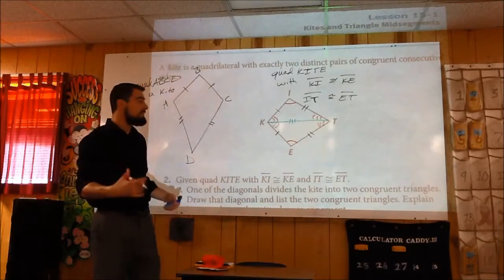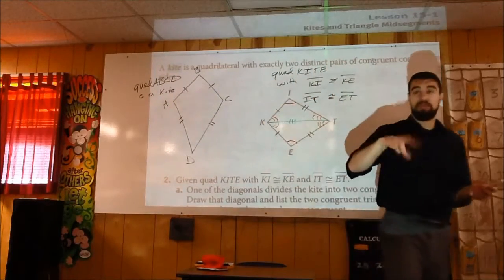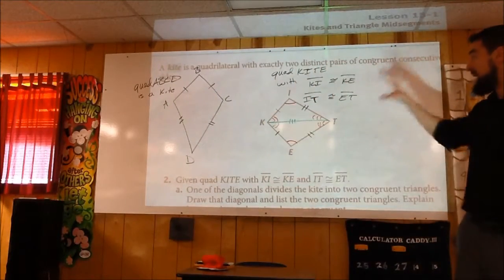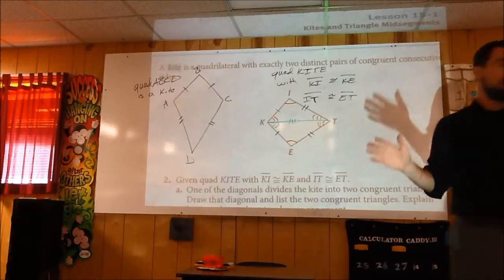Well, this gives us a lot of information about the kite. So now, let's take our focus away from the 2 congruent triangles. Let's look back at the actual kite. What do we now see is true about all kites?